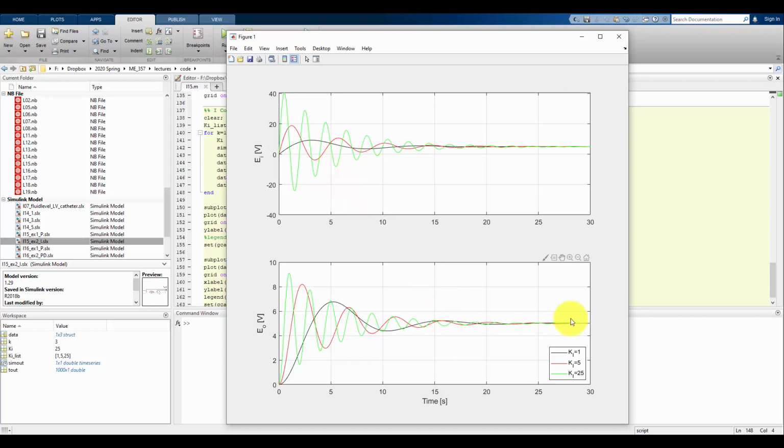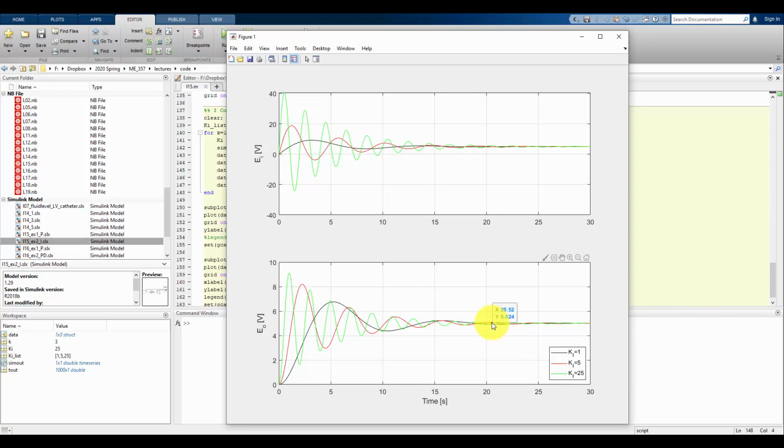And the last thing to look at on this comparison is, again, after 30 seconds, the output voltage for all 3 of these gains, and again, any positive gain that we choose is going to go to 5. And again, we know that from final value theorem. One note is the final value theorem is predicated on having a stable system.